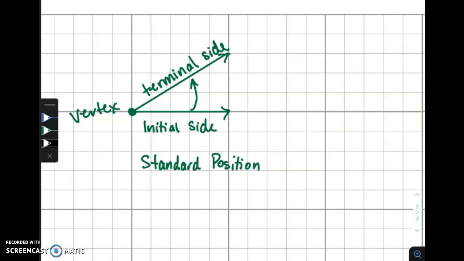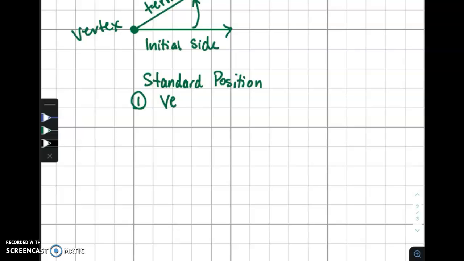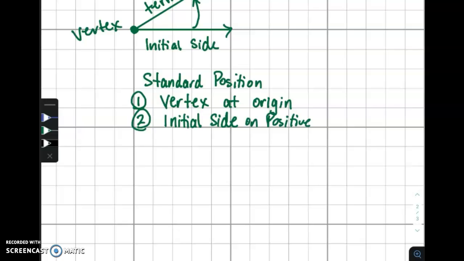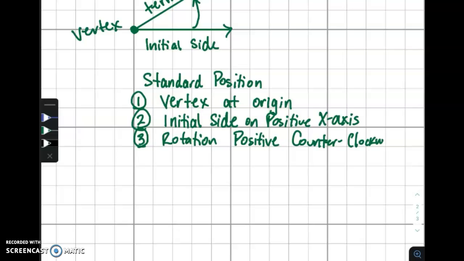Okay, so standard position: 1, the vertex is at the origin. 2, the initial side is on the positive x-axis. 3, the rotation is positive if you move counterclockwise, and it is negative rotation if you move clockwise.